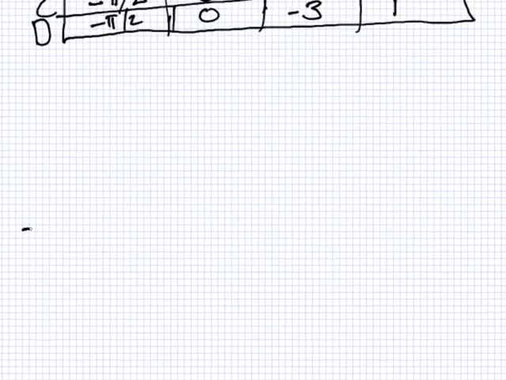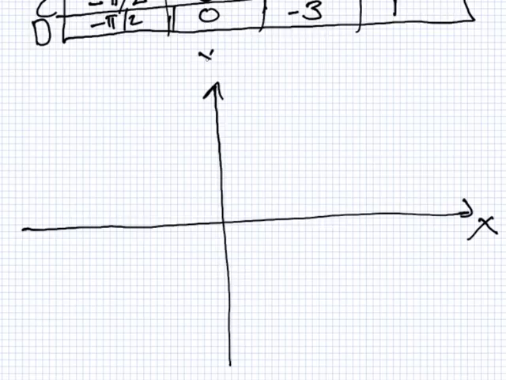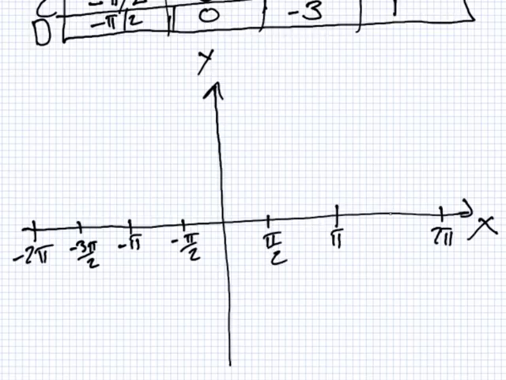Okay, so we make a nice big x-axis, nice big y-axis. The exam will tell you where to start and where to stop. But for me, I'll just go from minus 2 pi to 2 pi. So here is pi, minus 3 pi over 2, minus pi over 2, pi over 2, 3 pi over 2.